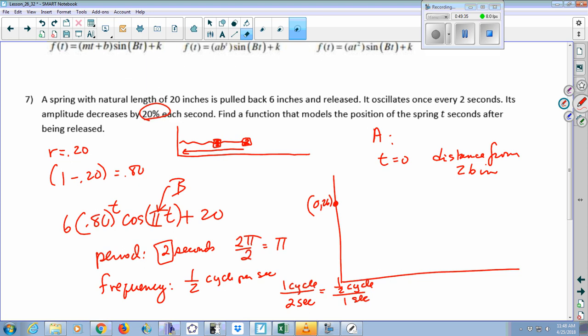And I think your book uses 1/2 hertz, H-Z. That's another way to measure cycles per second. That's like when we're thinking about AM and FM and sounds and stuff like that. That's your original midline, the natural length of your spring. And from there, because we start with it being pulled back 6 inches, that's what you get right here at time t equals 0. All right.